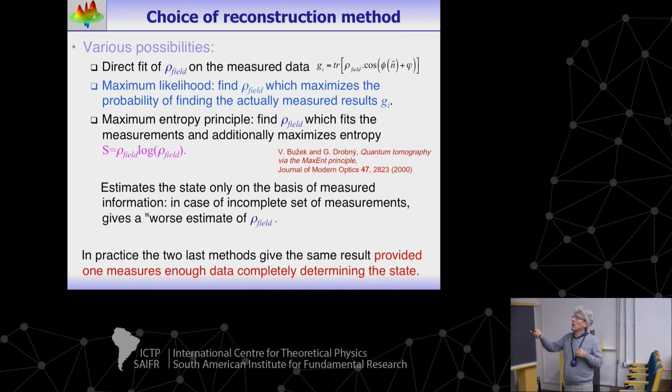And maximum likelihood is in principle a simple method. It finds the density operator which maximizes the probability of the observed results. So you have a set of observed results. You have a density operator. From the density operator, you can calculate the probability to get what you observe, and you choose the density operator which maximizes this probability. So that's what we do for state estimation.